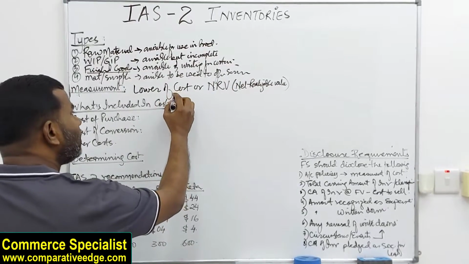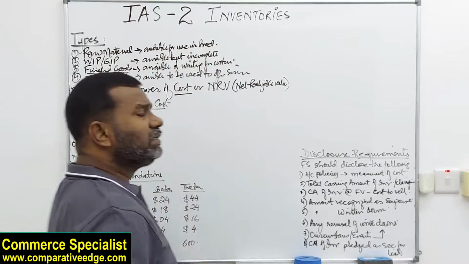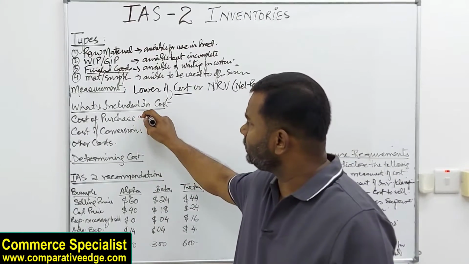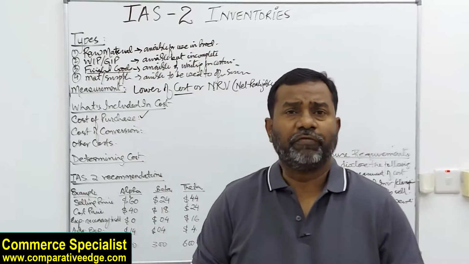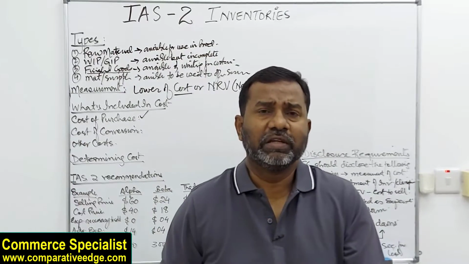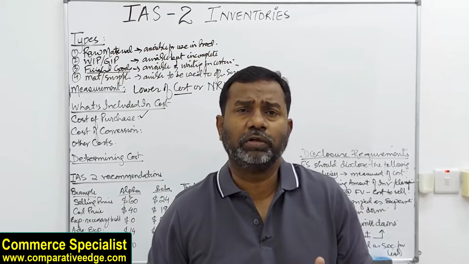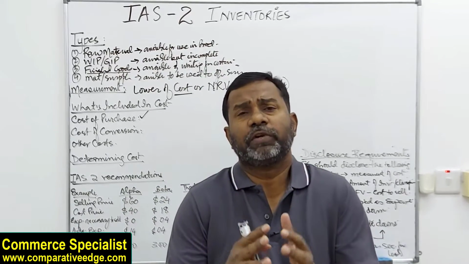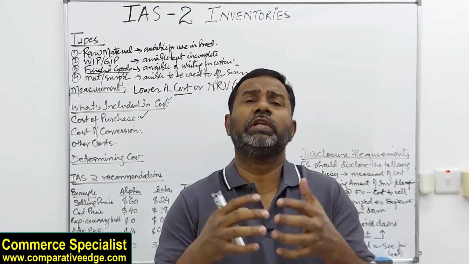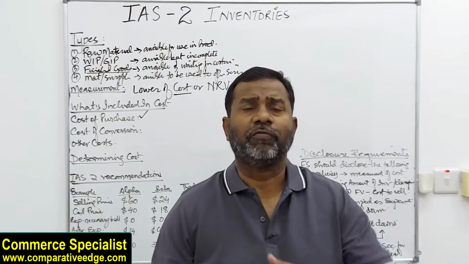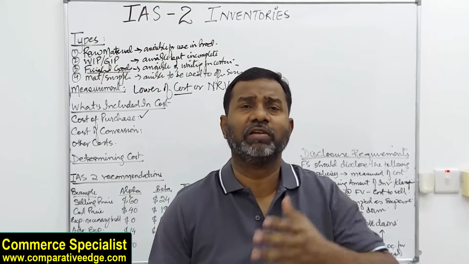Now, when we say cost, what is included in cost? First of all, cost means cost of purchase. So if I'm buying furniture from Mr. X, let's say I'm buying it for 20,000 US dollars. So my cost of purchase is what? 20,000. Now this cost of purchase may also include some delivery charges, freight, transportation in, carriage in.